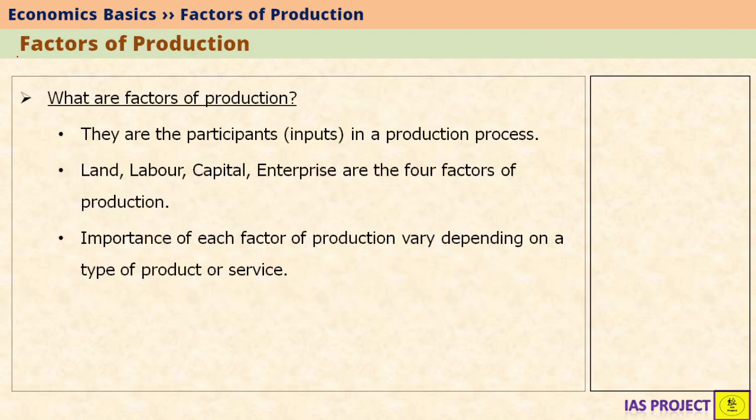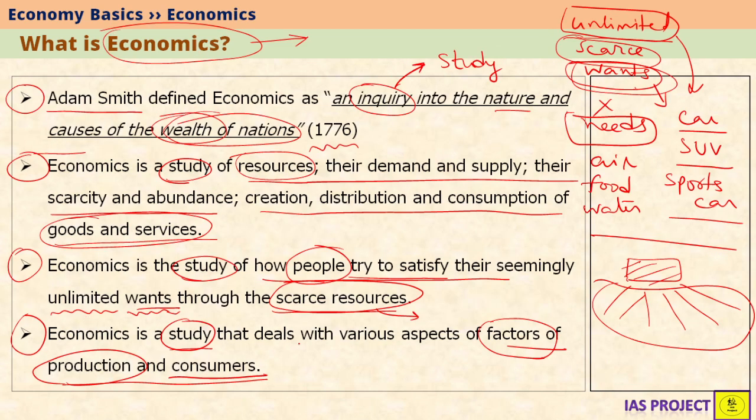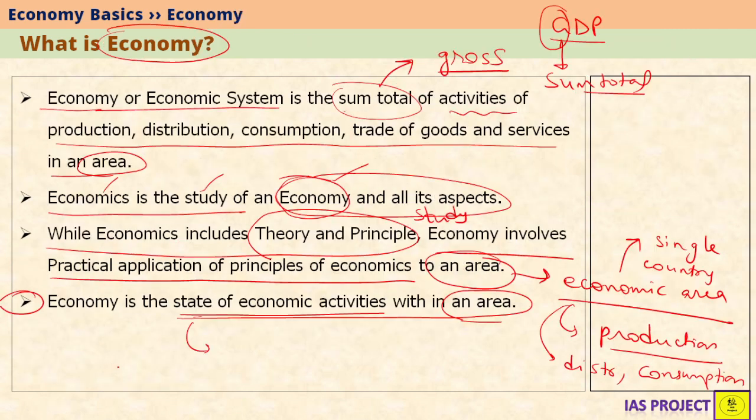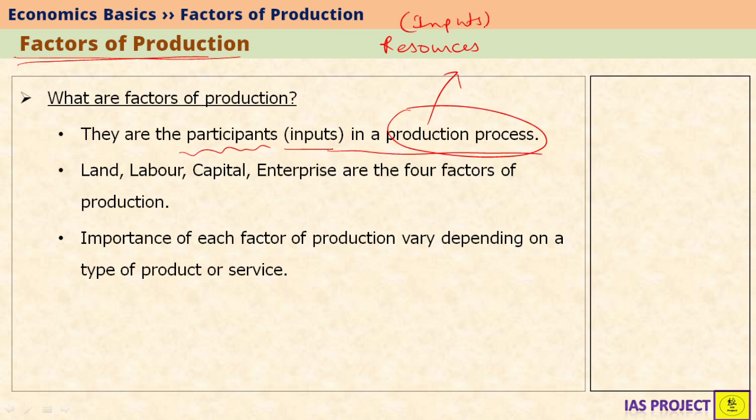Now let's look at factors of production. In the first slide, we have seen that economics is a study that deals with various aspects of factors of production. So what are factors of production exactly? Factors of production are those inputs or those participants which participate in a production process. Now, what is a production process? A production process is something which takes certain resources or inputs and converts them into useful goods and services. This is simply a production process.